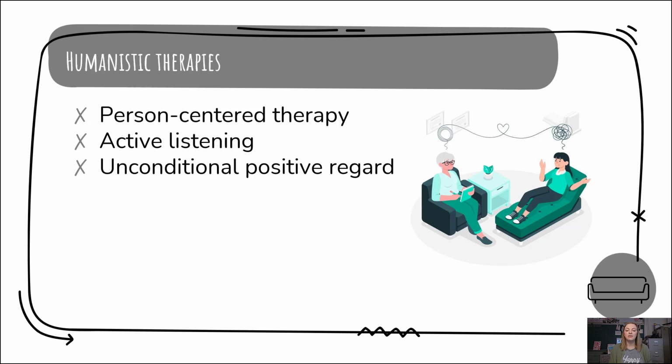A client might reveal feelings of guilt and shame over a past mistake. A therapist showing unconditional positive regard would respond with empathy and acceptance, such as saying, "It's okay to feel that way. Everyone makes mistakes and it doesn't define who you are as a person." This response helps the client feel accepted and supported, reducing the feelings of shame and fostering self-compassion.